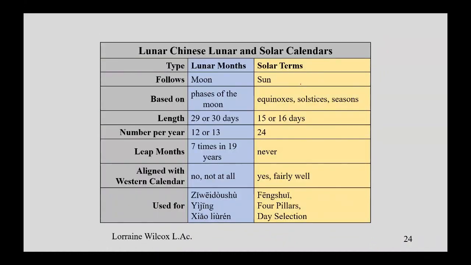So let's discuss, we're almost done. If you're wondering when I will stop, let's discuss some of the differences between the lunar calendar and the solar calendar. The lunar months start from the new moon and go on to the next new moon. Okay, here we are, lunar calendar. The solar calendar doesn't use lunar months, it uses the 24 solar terms, the 24 Jieqi. The lunar calendar, of course, follows the moon. The solar calendar follows the sun.